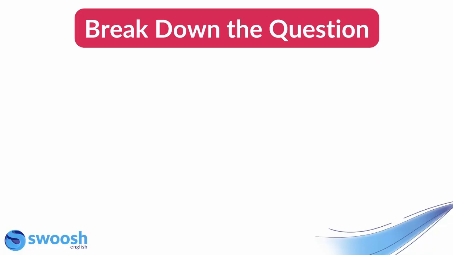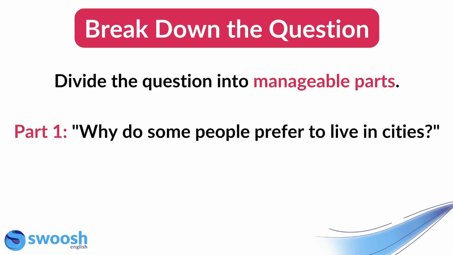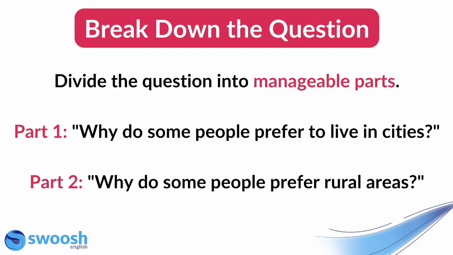The next thing we can do is break the question down. So divide it into manageable parts. Sometimes the question is very long and it's easier to think of it in more than one part. For example, the question we looked at, why do some people prefer to live in cities? Why do some people prefer rural areas? So in this example, we've broken it into two manageable parts and we can manage each part individually. And that will help us to ensure that we answer all of the question that's being asked.